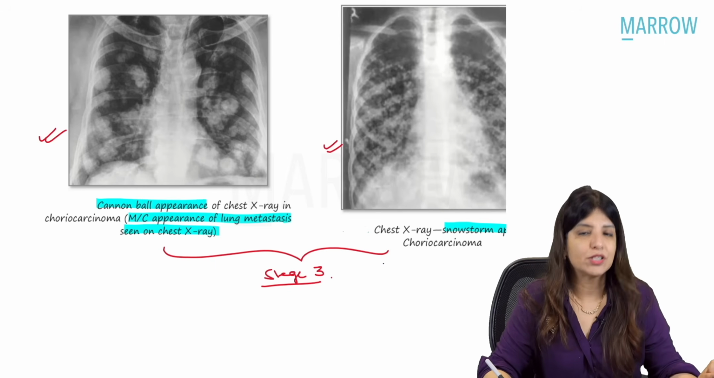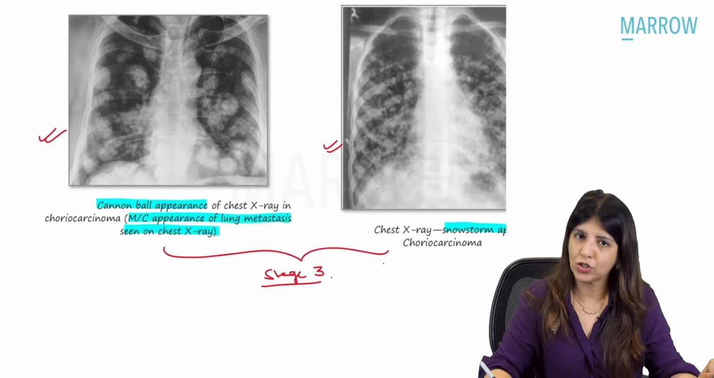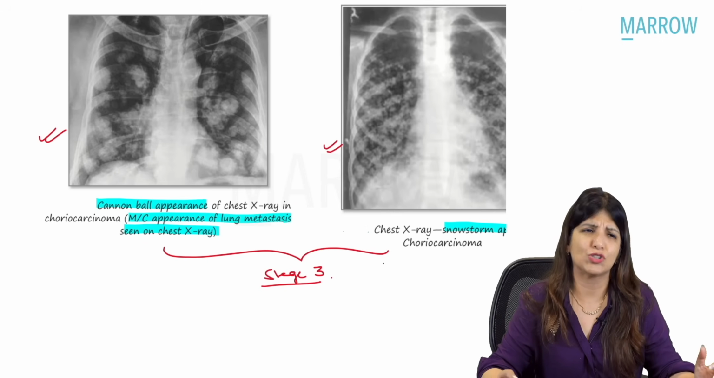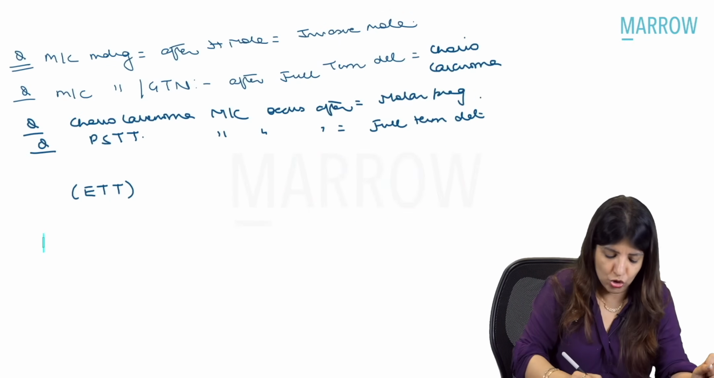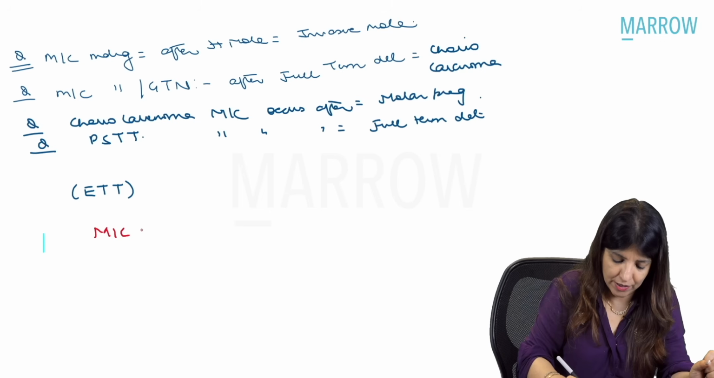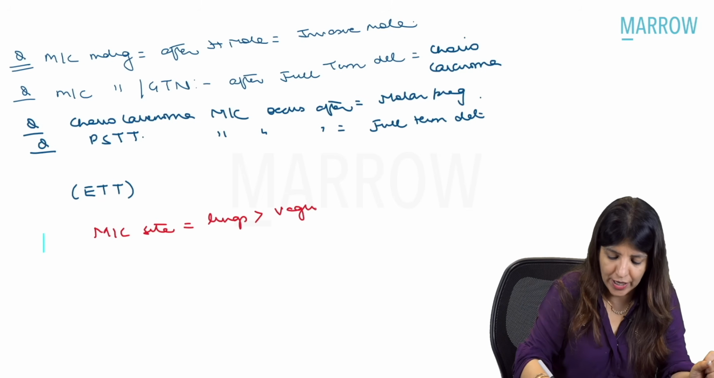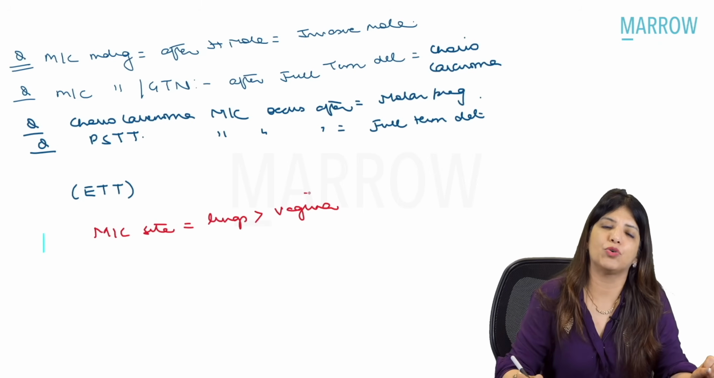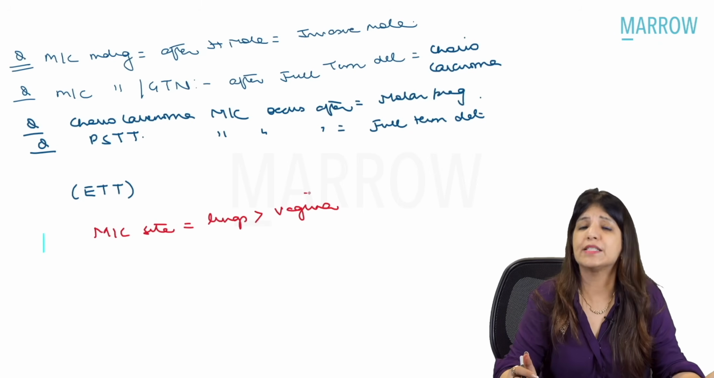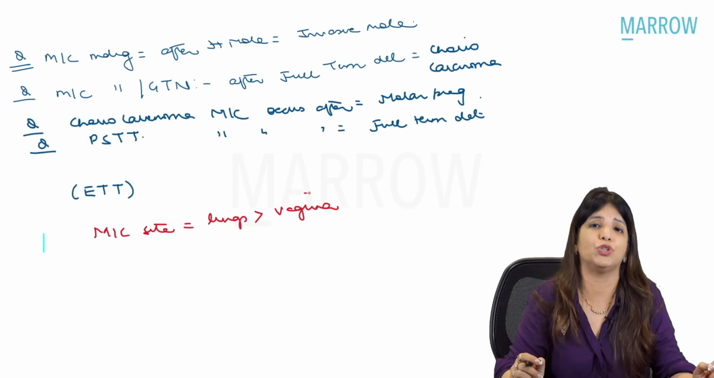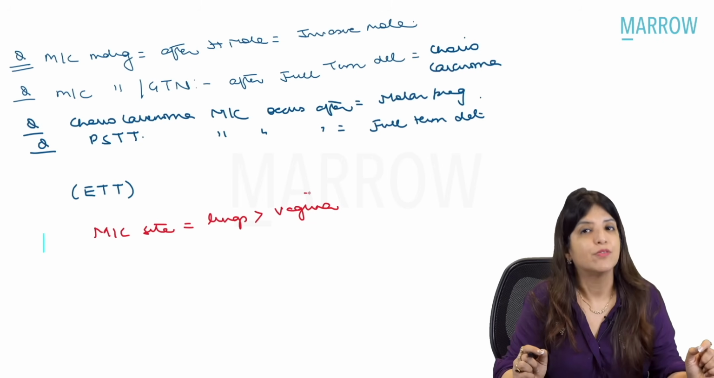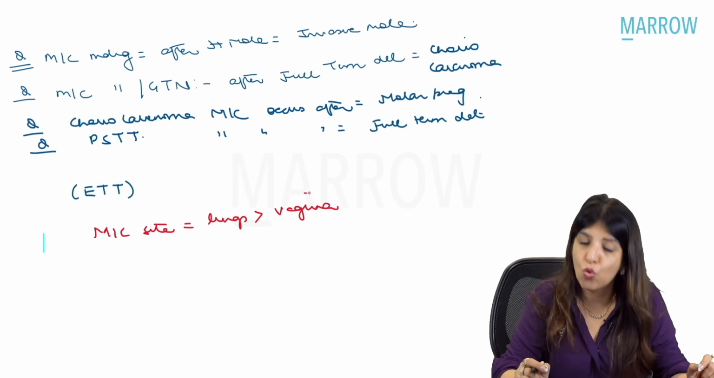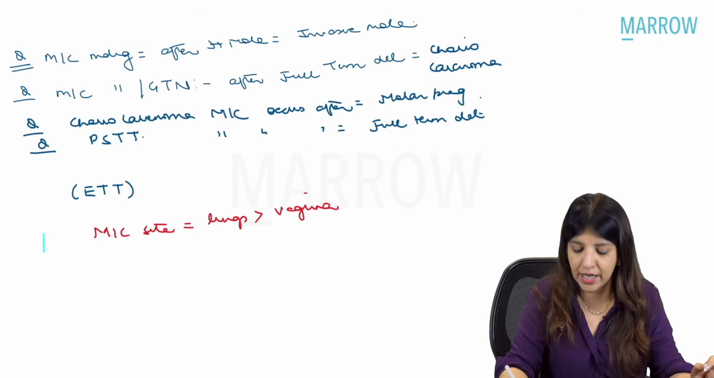Then, this is the most common site for metastasis. What is the most common site for metastasis of choriocarcinoma or of GTN? It is lungs, followed by vagina. Right? In vagina, when choriocarcinoma or when GTN is going to metastasize, it is going to metastasize just below the urethra, and it will appear in the form of a suburethral nodule. Vagina is involved in stage 2 and lungs are involved in stage 3.